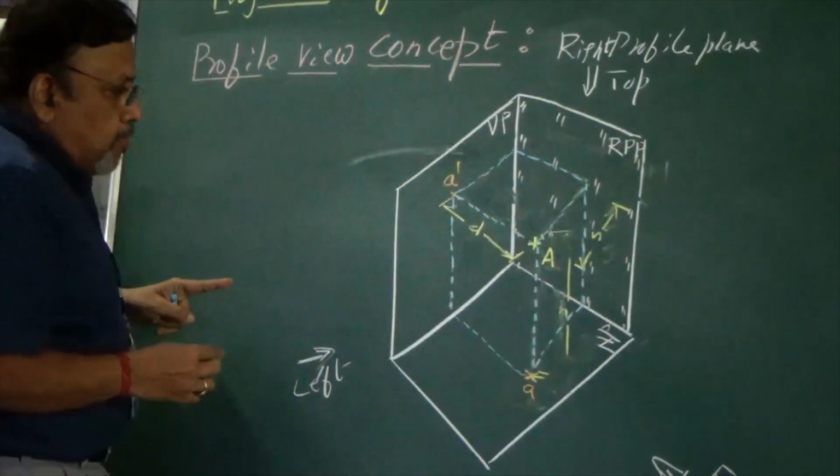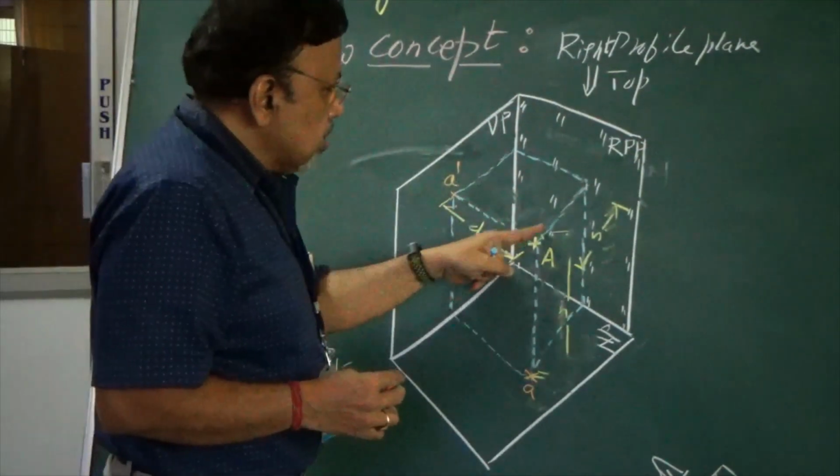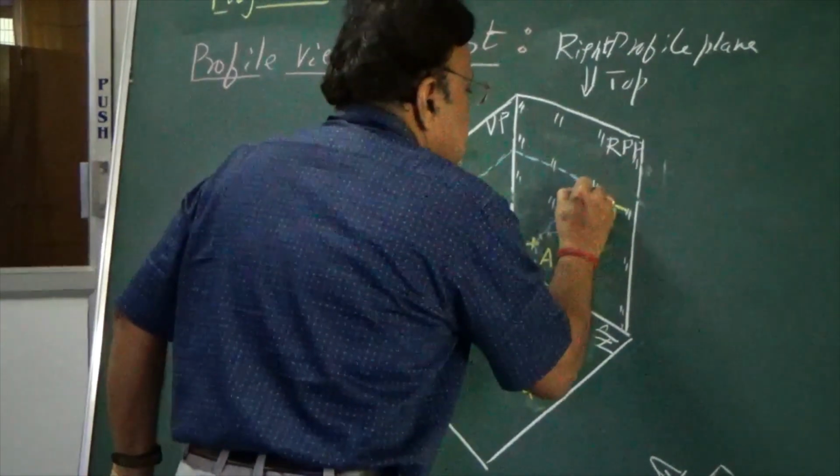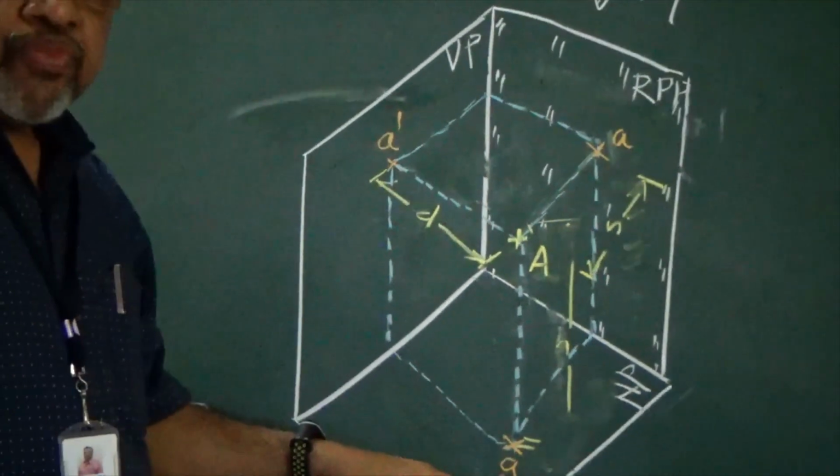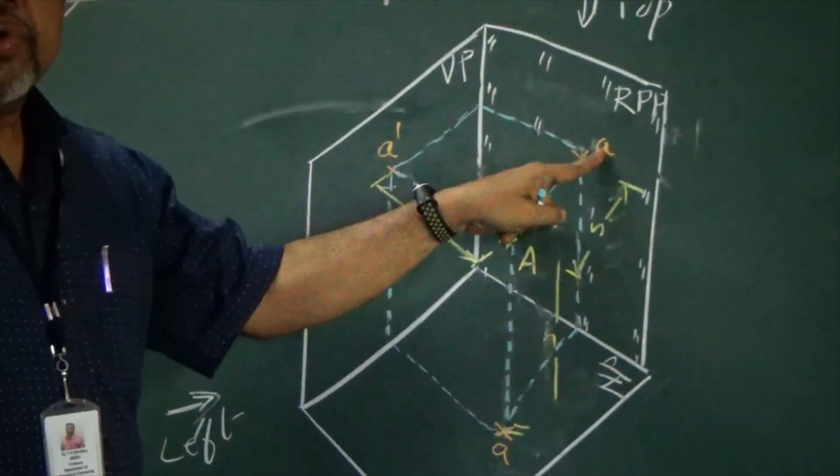Okay, now I will view like this. This is the object projected here, so that I will get this point to be again A. But now tell me, already we have A dash here, front view, A, top view. Here let us put A double dash.